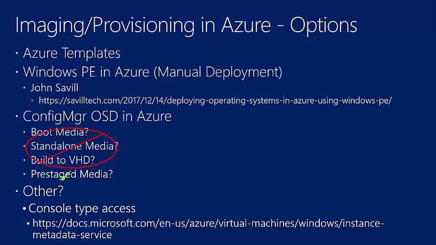So specifically turning away from Azure templates and thinking about other options, right? We have Windows PE in Azure. So this would be kind of using the tools in the Windows ADK to do manual deployment, right? Again, just to say it again, what is OSD? OSD at the end of the day is basically a really nice tool set to automate a lot of what you could do manually if you needed to, with Windows PE and the ADK tools, right?